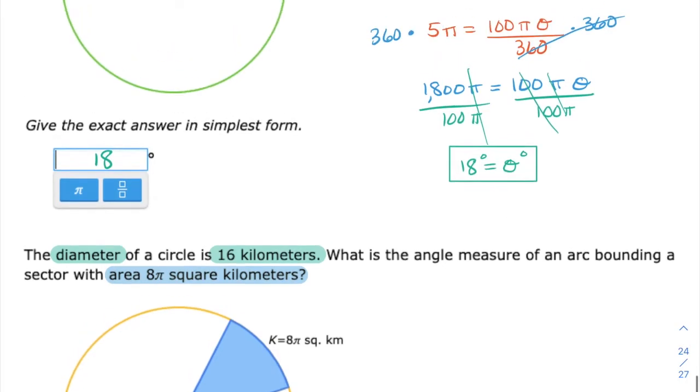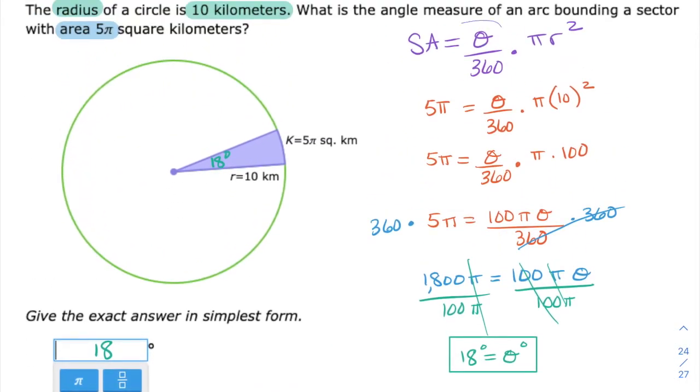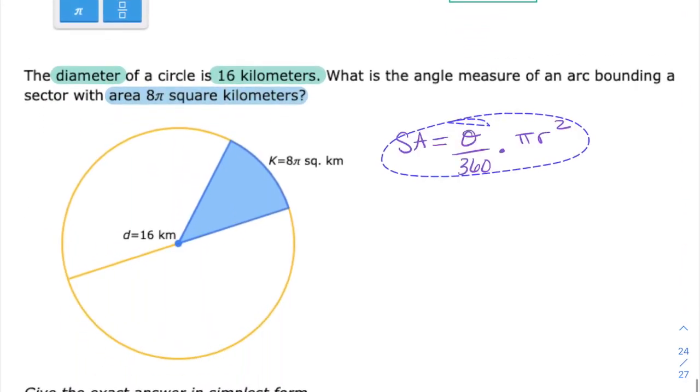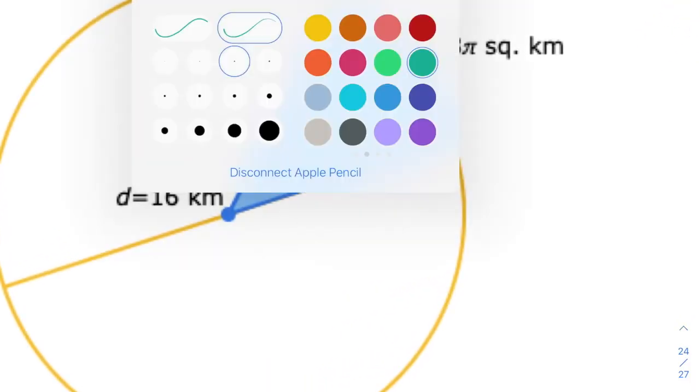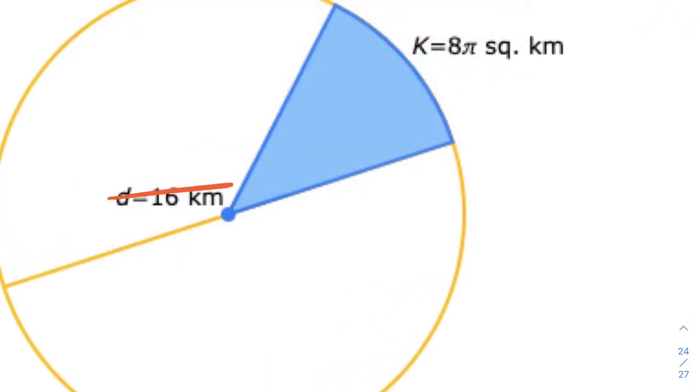Now, the important thing here is that we can't use the diameter. We have to use a radius. So let's break this one apart. Let's make it 8 kilometers, because a diameter is 2 radii. So each one is 8 kilometers. All my radii are 8, so I really don't need to write it there.